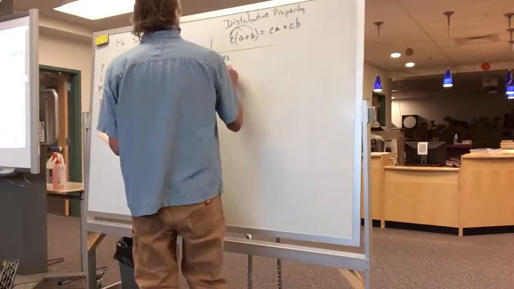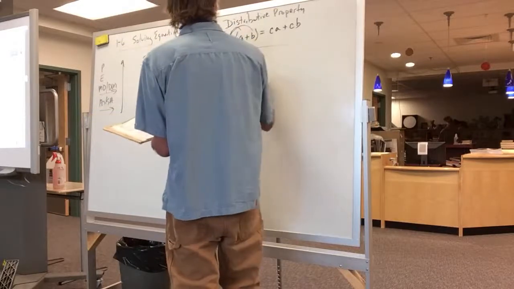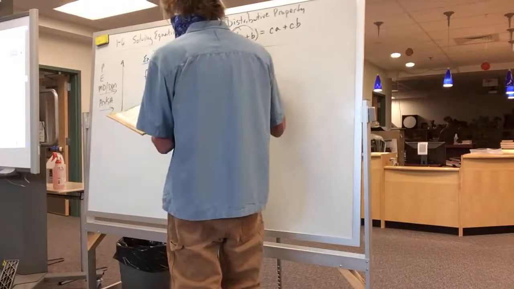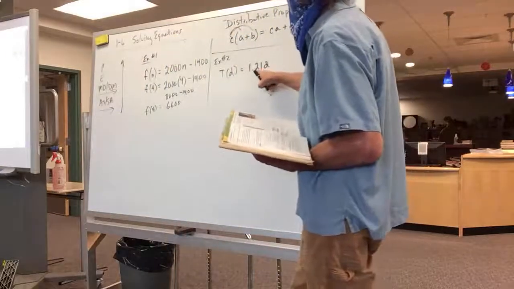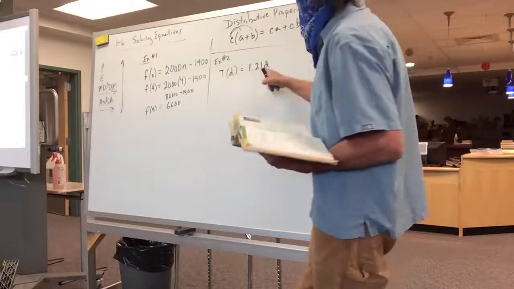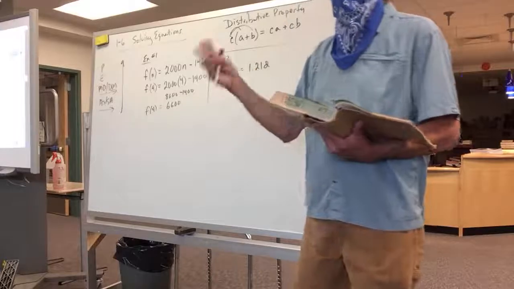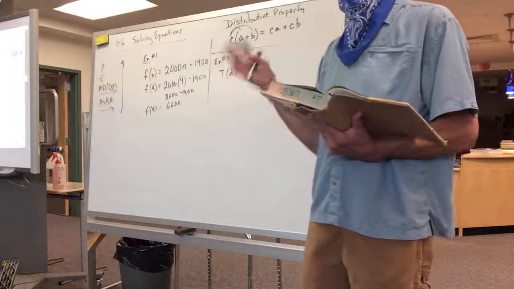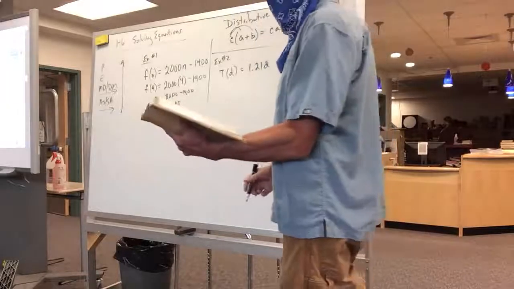So what they do is they write a function here where T of D is equal to 1.21 times D. So this card increases in value by 21%. Therefore, at the end of the season, the card is worth 121% of its initial value. So that's where the 1.21 comes from.